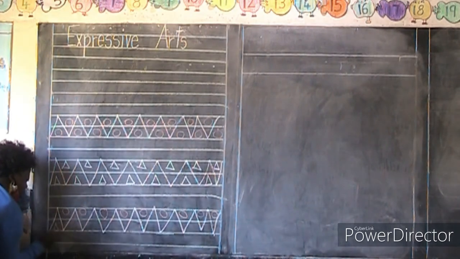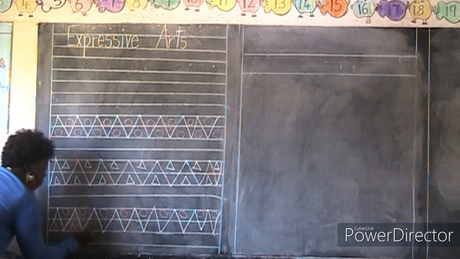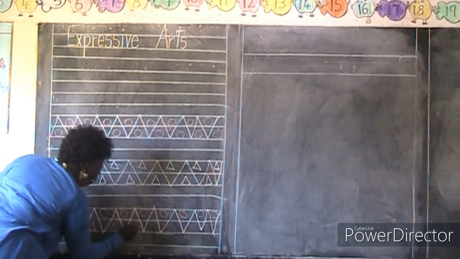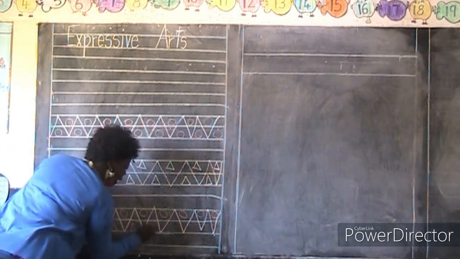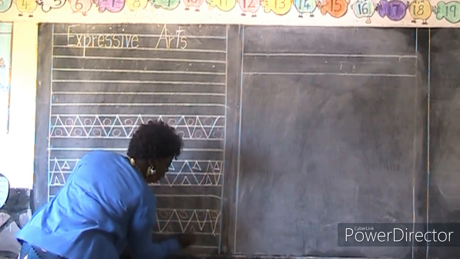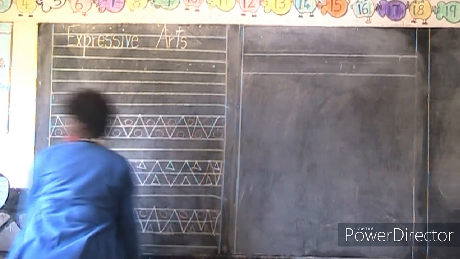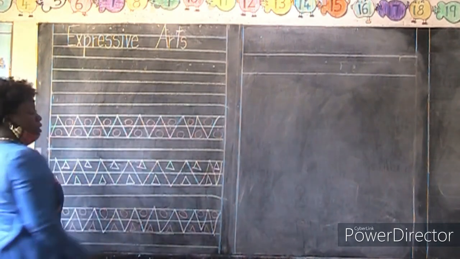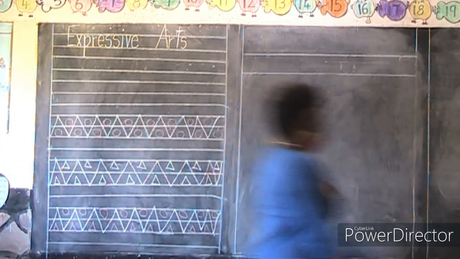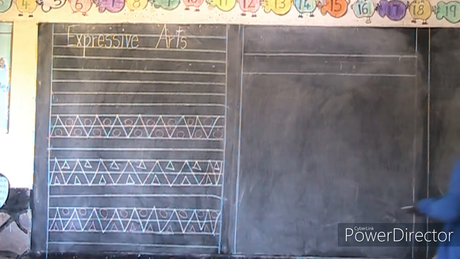Up, down, slip. Up, down, slip. Up, down, slip. This is our previous pattern. So I'll erase the board to introduce today's pattern.